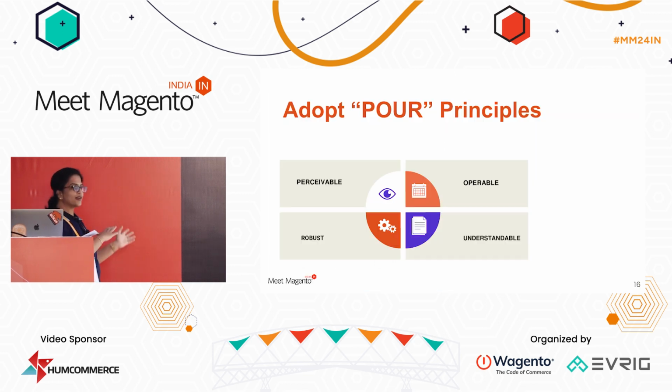So all these guidelines are based on the 4 principles, that is perceivable, operable, understandable and robust. These are the 4 principles. Based on these only, the WCAG guidelines are built. So we have to make sure we are adapting these principles in our process.